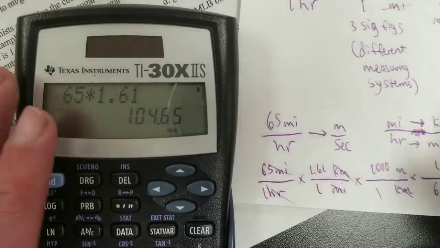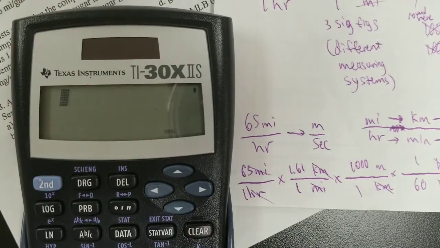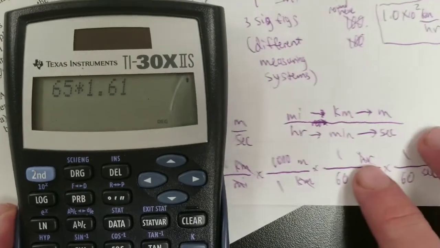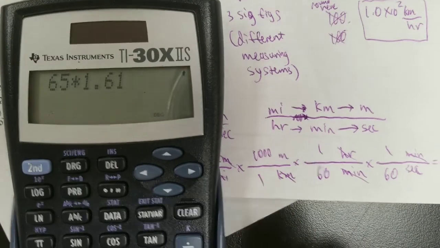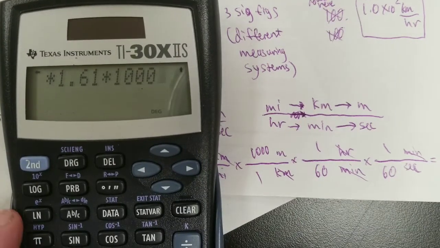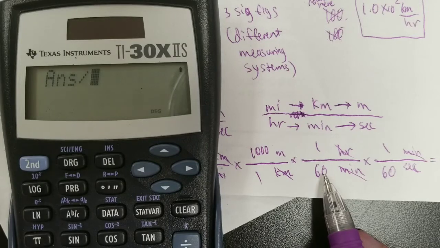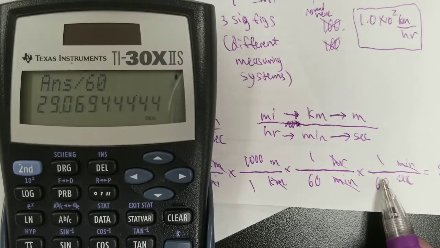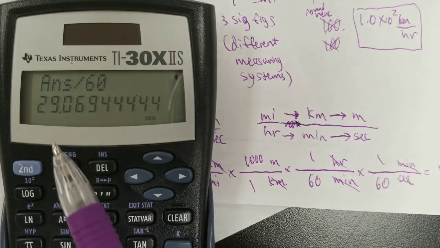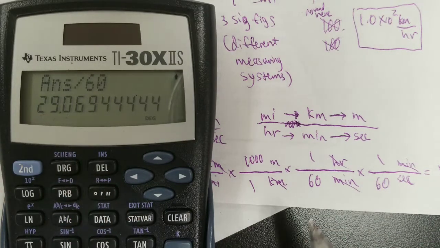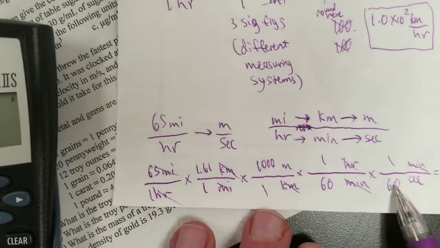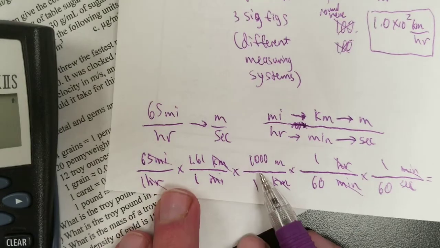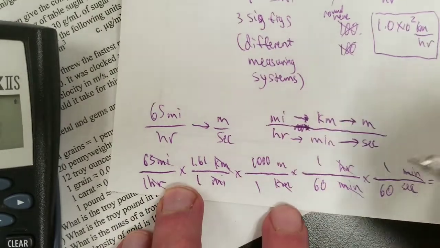So basically I'm going to do all those calculations and see what it spits out. 65 times 1.61 times 1,000, divided by 60, divided by 60. And that's the final number, 29.09 and so on. How many sig figs? These conversions are infinite sig figs, and 1.61 has 3 sig figs.